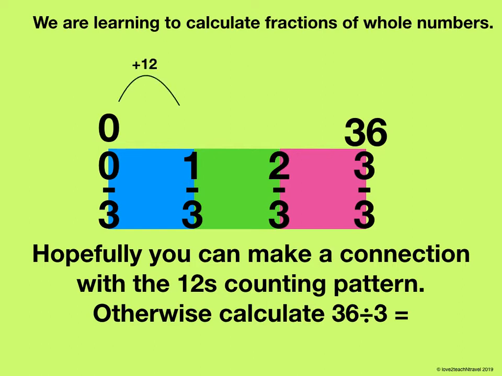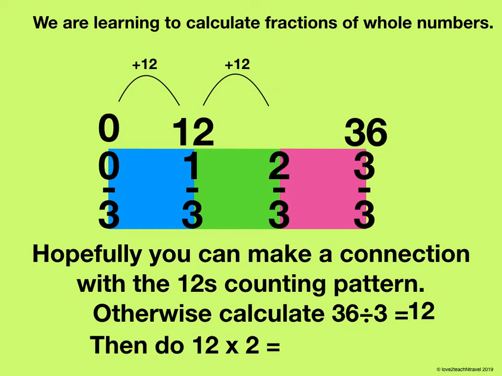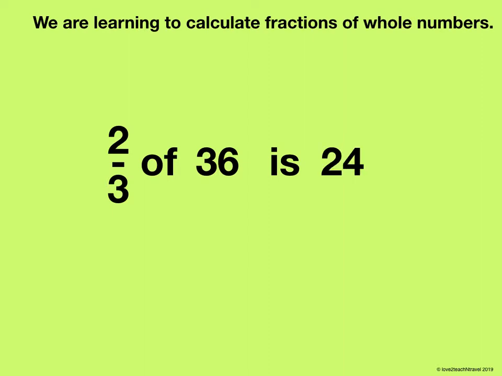It's like we're adding 12, because 36 divided by 3 is 12. Then do 12 times 2, or 12 plus 12, which gives you your answer of 24. And then if you add another 12, then you'll get 36. Now you can see here that 2/3 is the same as 24. So 2/3 of 36 is 24.